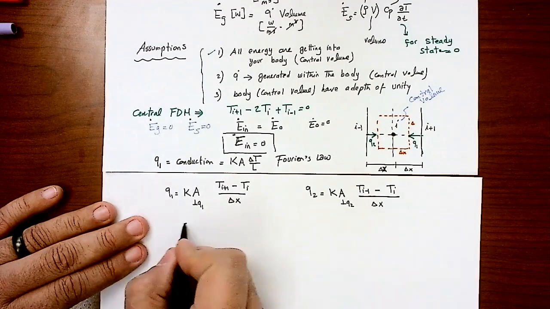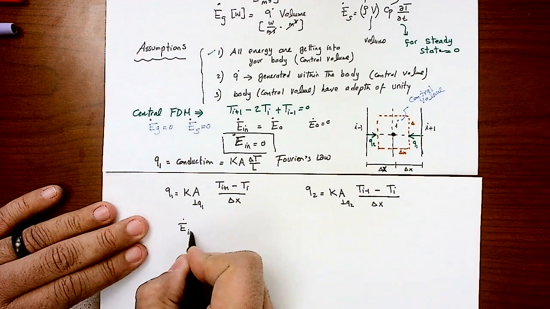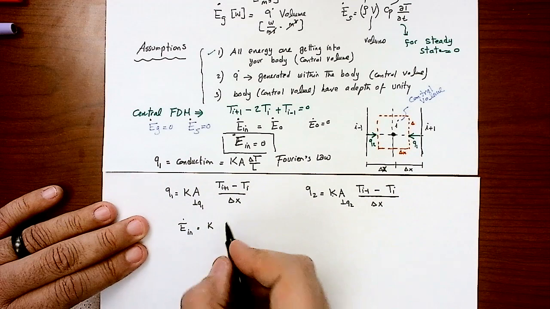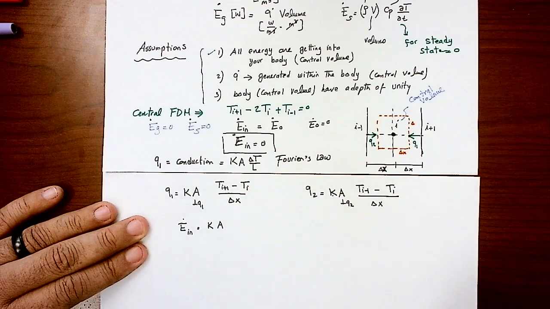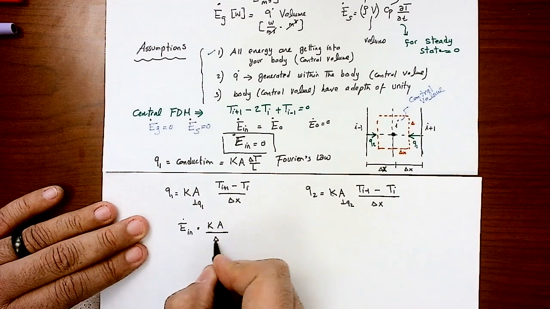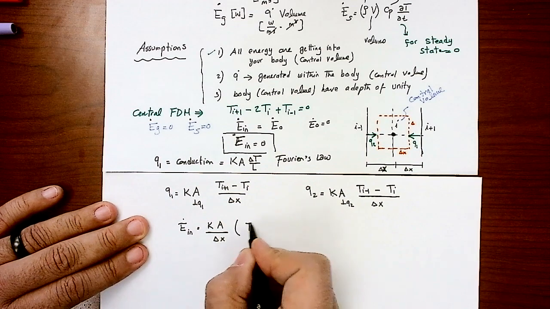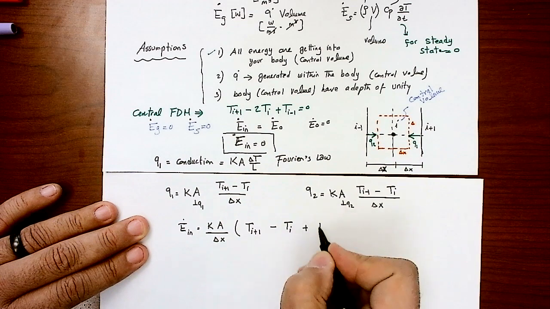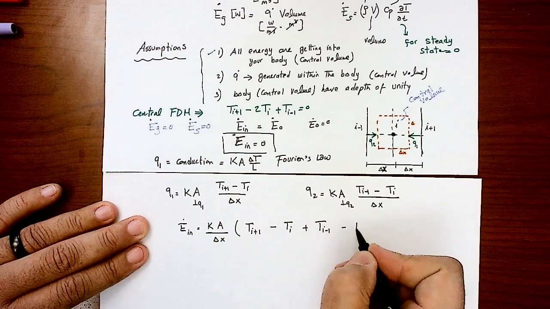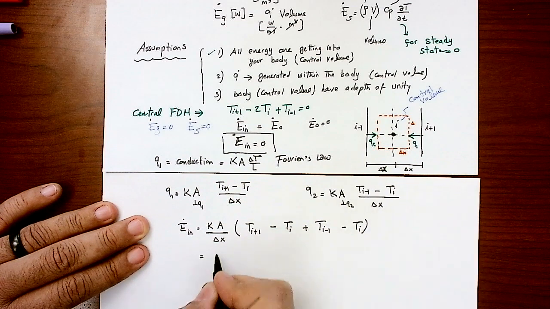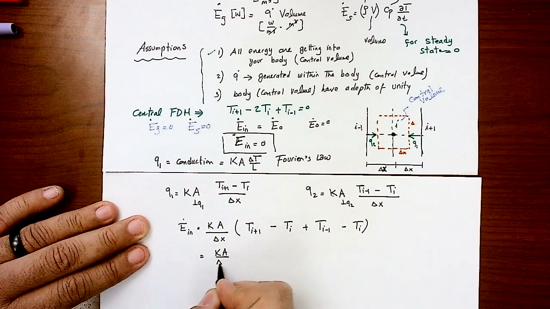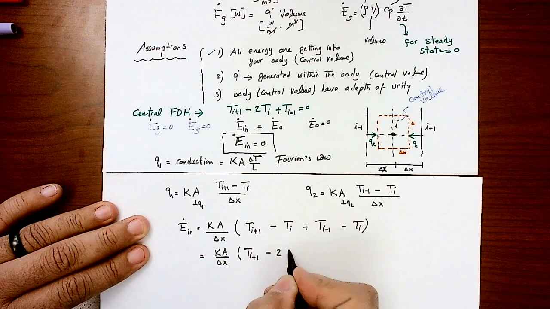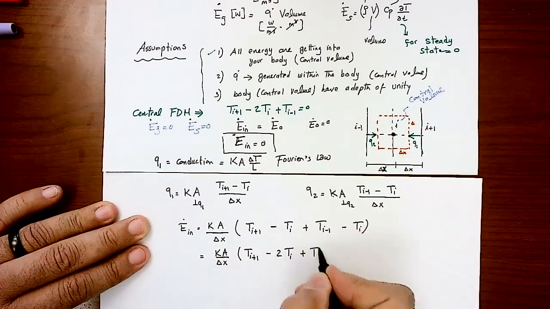So let's get our total energy in. Energy in will be, you add up these two. I'm going to take K, it's the same thermal conductivity. A is a common area. Then I will take delta X as a common factor. What I'm going to end up having, Ti plus 1 minus Ti plus Ti minus 1 minus Ti. Let's actually collect the terms here. So it's Ka over delta X, Ti plus 1 minus 2 Ti plus Ti minus 1.